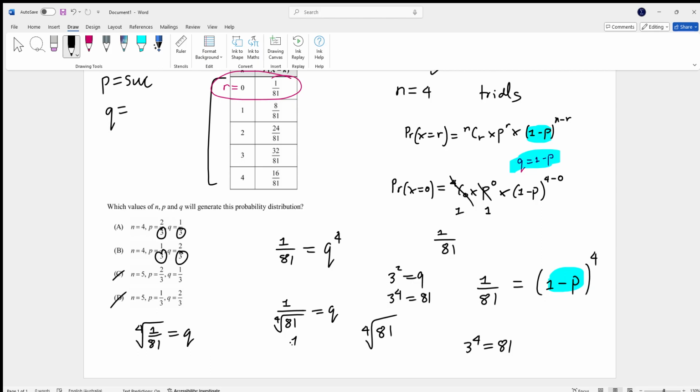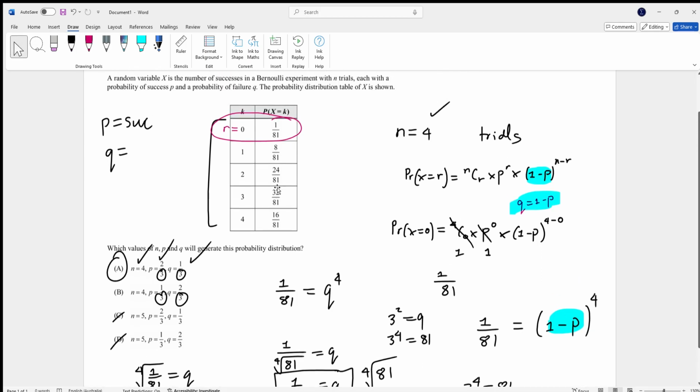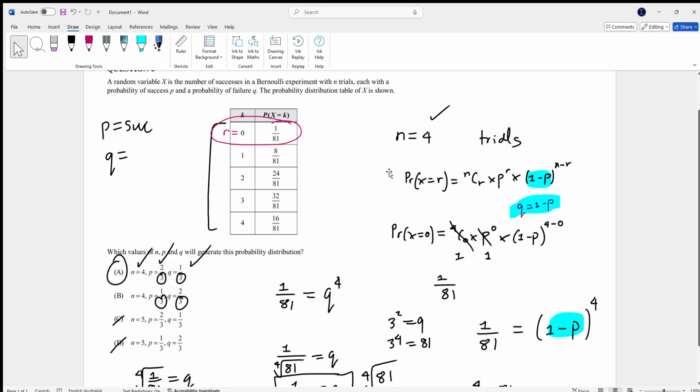So here we get 1 over 3 is equal to q. So we just worked out q is a third. That means the answer has to be A, because we've got n equals 4 and q equals a third. And that would indirectly give p equals 2 over 3. Okay. Now that's a tricky question to do. So if you're bad at questions like this, you need to study binomial probability a bit more, okay?